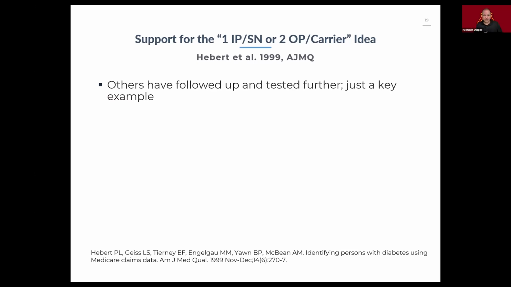But this is from Hebert et al. in the American Journal of Medical Quality. And other people have done similar work that found somewhat similar approaches. So I would say it's broadly reproducible over time. But again, if you take a specific look, you'll find that a lot of these are actually judgment calls based on some specific uses of the data for validation.